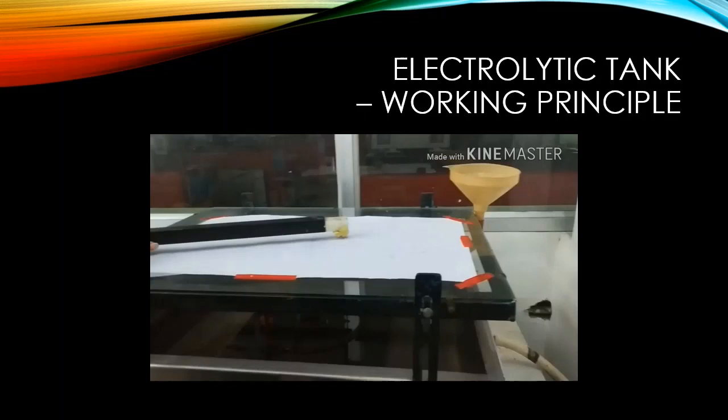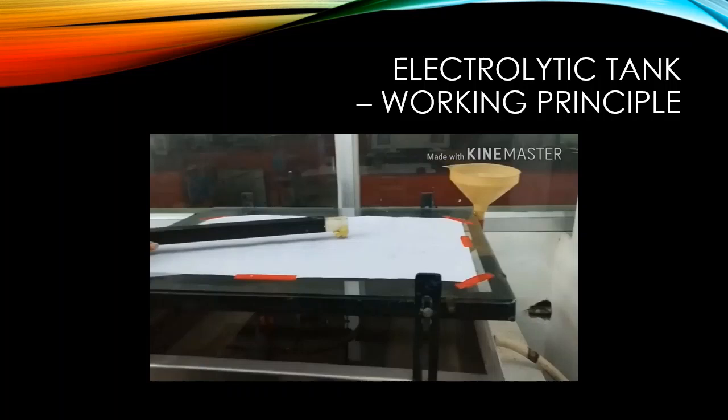Right. Next we are going to see the electrolytic tank. It's a very simple experiment. This electrolytic tank is nothing but a tank where we carry water, only tap water, filled with a copper sulfate or aluminum sulfate solution, just a pinch of solution. You are not going to add a large amount of solution into it.